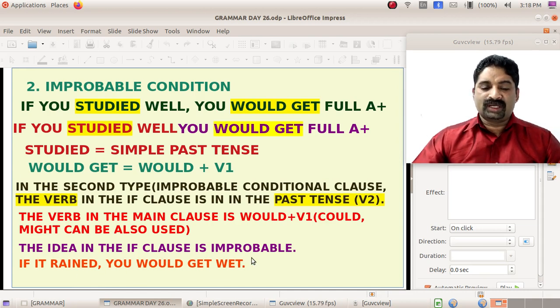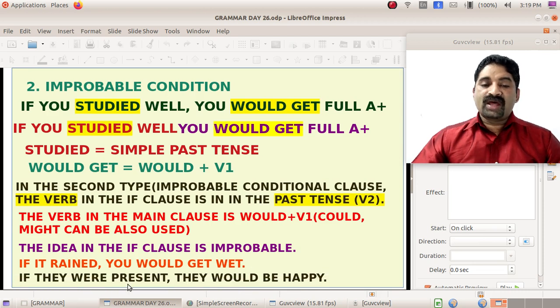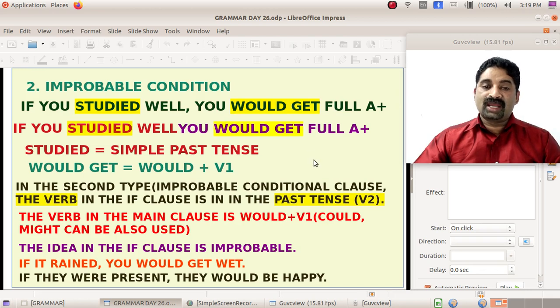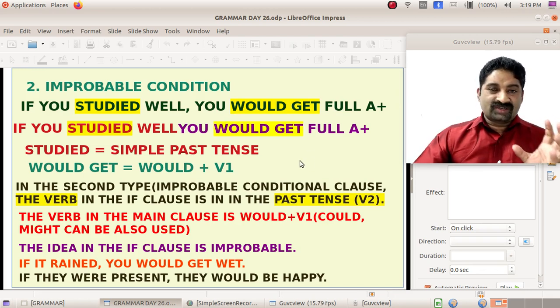That's not a possibility. You would get. If they were present, they would be happy. Well, there's no possibility in that. If they were present. So in the exam you will get it like this. If you studied well, you have to understand: if it is past tense, here it should be would plus V1 or could plus V1 or might plus V1. Vice versa, if here it is would plus V1, you have to use past tense here. That's what we have to keep in mind, focusing on the examination.